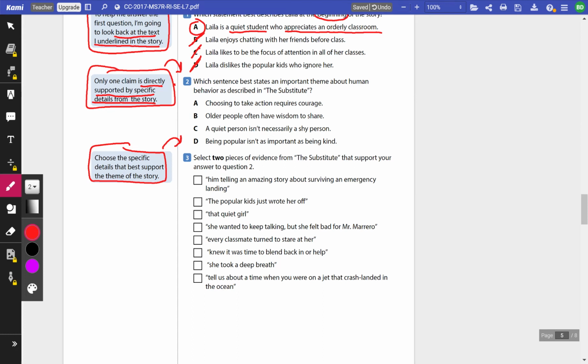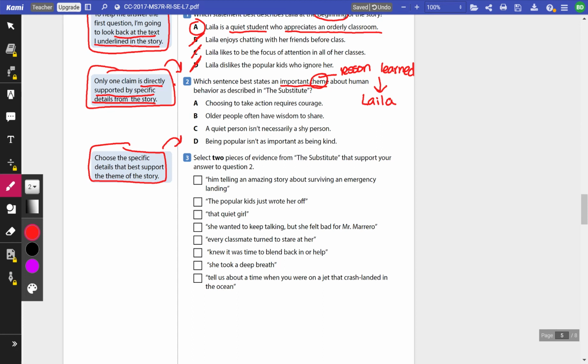Which sentence best states an important theme about human behavior as described in the substitute? So, which sentence best states an important theme? Remember, theme, guys, is the lesson the main character learns. And who's our main character? Layla. Layla is the main character. So we're trying to figure out what lesson Layla is learning.